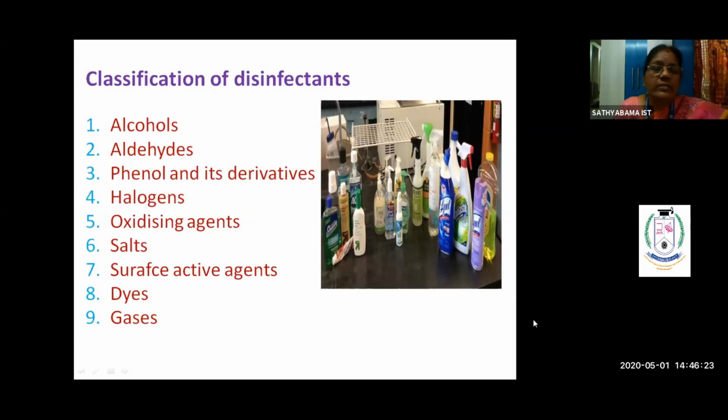How do you classify disinfectants? We have 9 groups: alcohols, aldehydes, phenols and their derivatives, halogens, oxidizing agents, salts, surface active agents, dyes and gases. From here onwards, it's very important for you. It will be asked as a 5 marks question, or each of these groups will be individually asked, or in 2 marks they may ask you to give examples for alcoholic disinfectant, aldehyde disinfectant, or give 2 examples for oxidizing agents as disinfectants, etc. So the real class starts from this slide onwards.